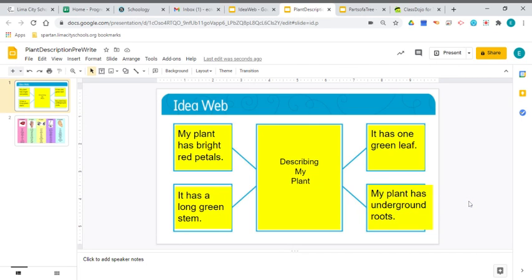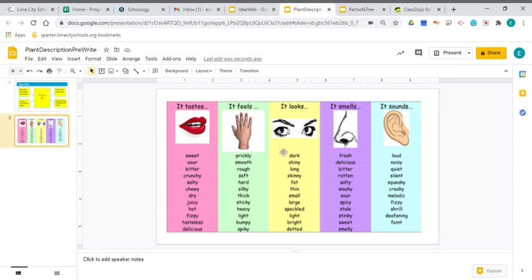All right, so you are going to do the same thing. But remember, I mostly talked about what my plant looked like. You can also describe how your plant feels, how your plant smells, and of course, you can also do the same thing I did and talk about how it looks. Those are all adjectives.